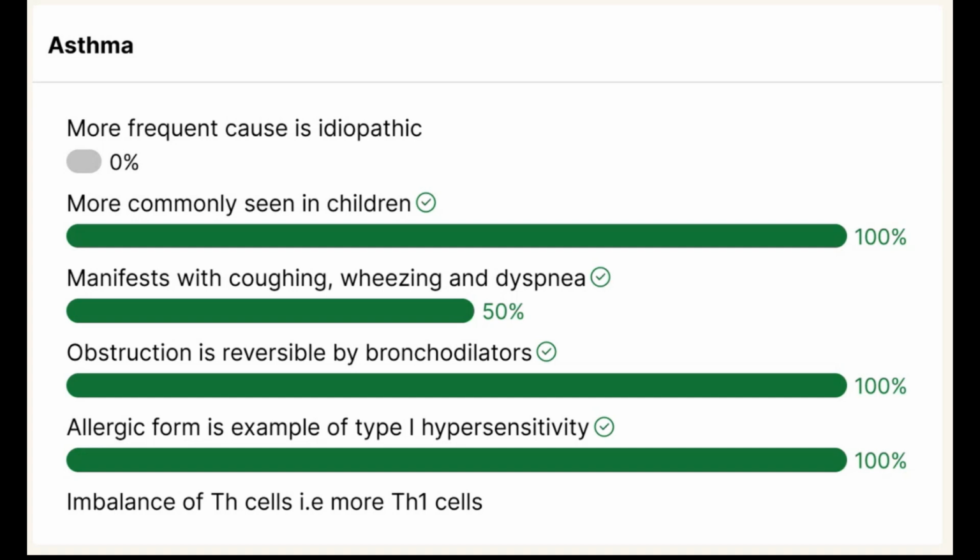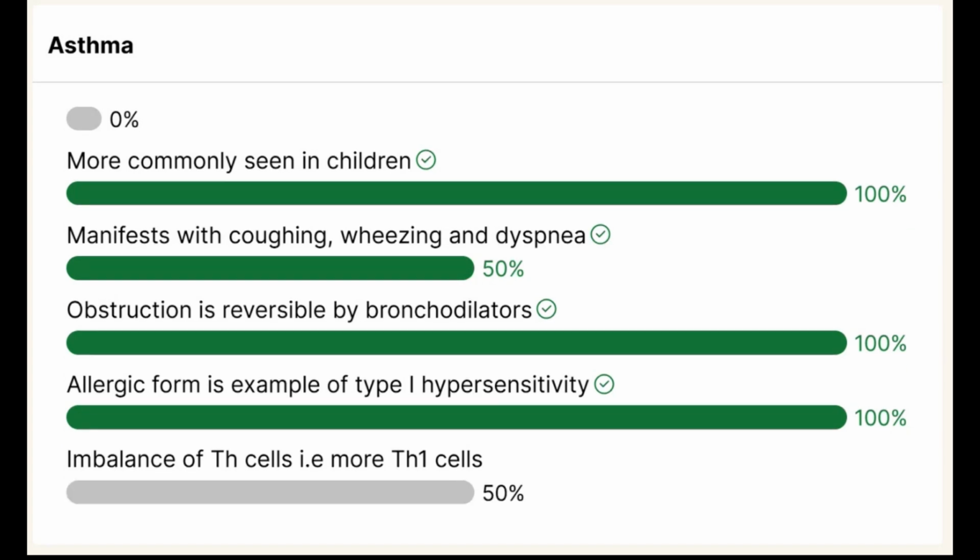The allergic form is an example of type 1 hypersensitivity, which is true. It's a classical example. And there is an imbalance of the helper T cells, but rather than there being more Th1 cells, there are actually more Th2 cells.